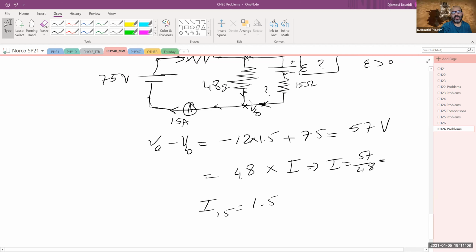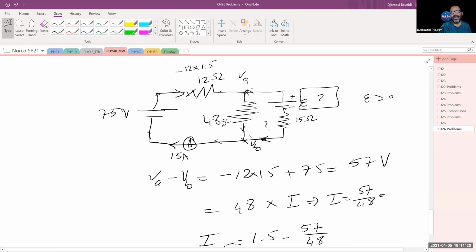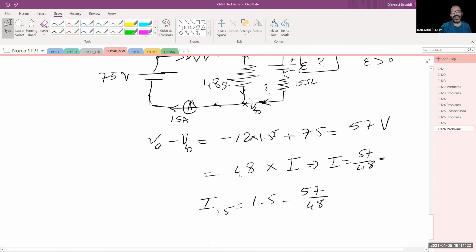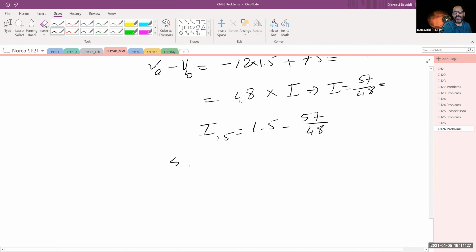Therefore, this one must be the difference between the other two, 1.5 minus that number, 57 over 48, okay? So this should give me the current that is running through the 15 ohm. Then I'm going to do the calculation again through this side. So VA minus VB, which is 57 volts, by the way.